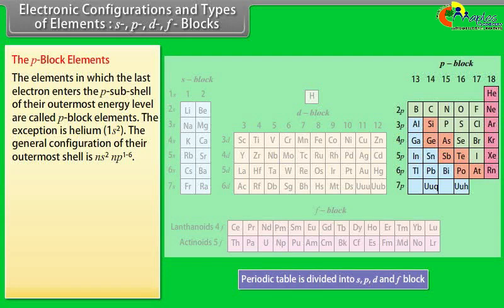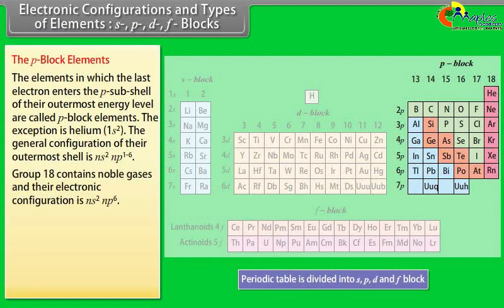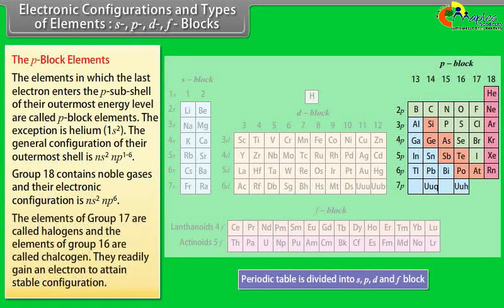The exception is helium. The general configuration of their outermost shell is Group 18 contains noble gases and their electronic configuration is the elements of group 17 are called halogens and the elements of group 16 are called chalcogen. They readily gain an electron to attain stable configuration.